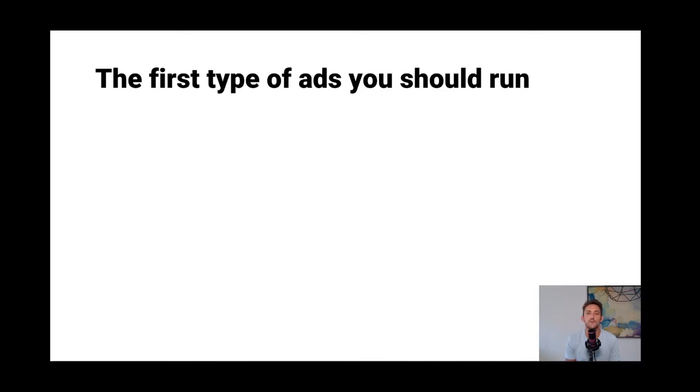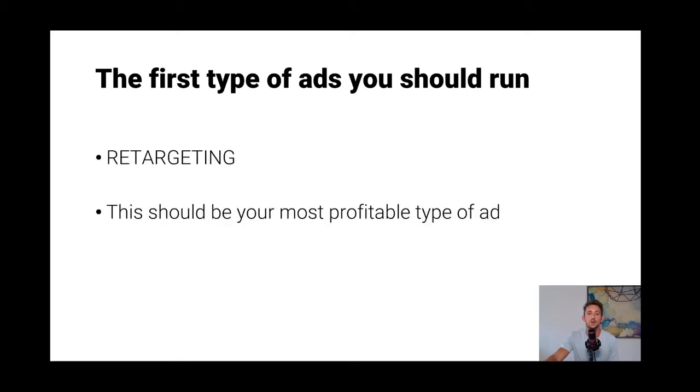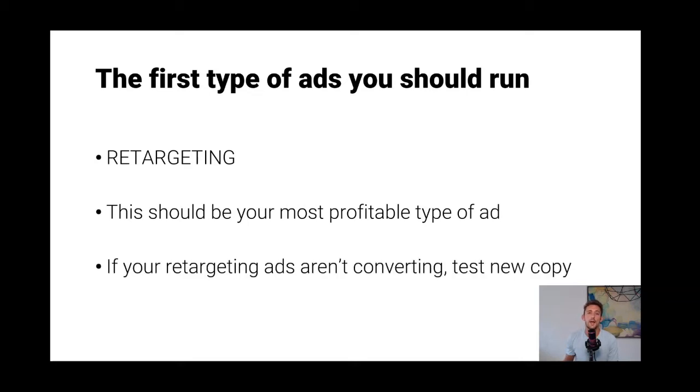So what are the first types of ads that you should be running? Those are retargeting ads. Now, retargeting will be your most profitable type of ads. They should be your most profitable at least. So that's where we want to start. And if your retargeting ads aren't converting, then you need to be testing new copy. Try new images, new text, maybe a new video. And if you test a few different things and you're still not profitable with the retargeting ads, then you need to go back to your offer.